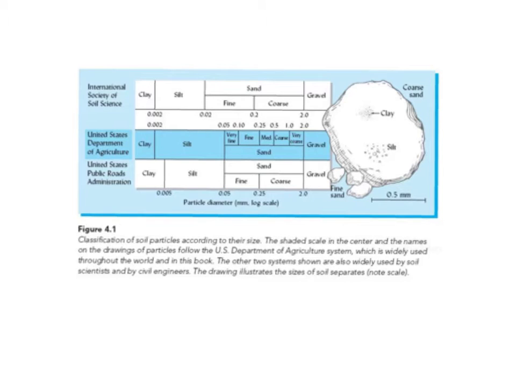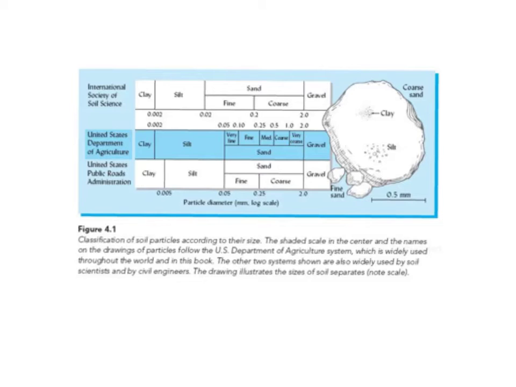Here we have figure 4.1, and we're in the section that's talking about soil separates, which is another way of saying we categorize the kind of soil particles that we find in the soil. So you can see there's three different kinds in figure 4.1. We have an international way of categorizing these different particles in the soil, the USDA way of doing it, and the U.S. Public Roads Administration way of doing it.